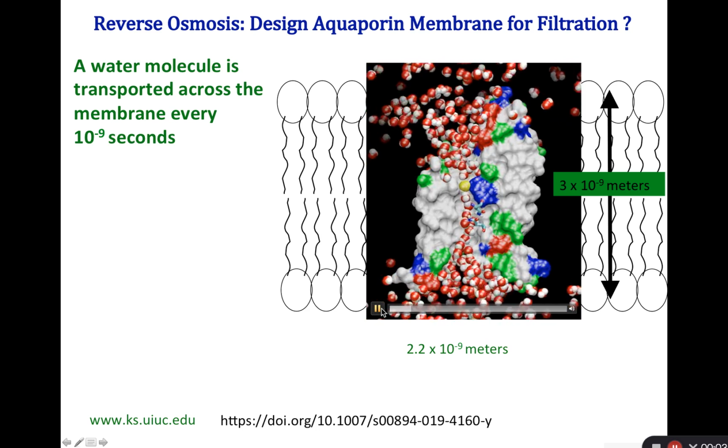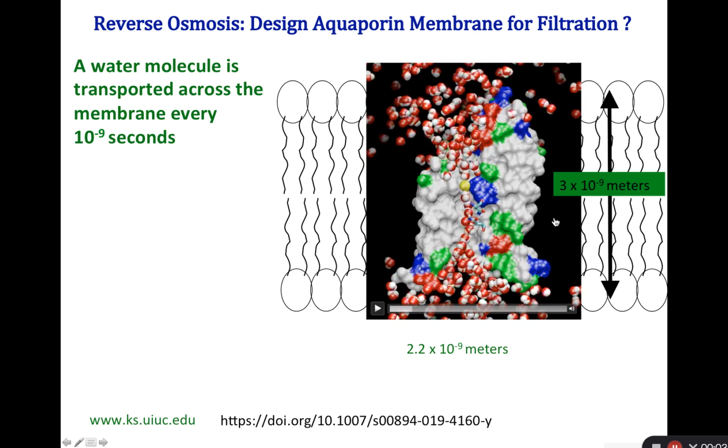This movie here shows you an aquaporin monomer. It actually exists as a tetramer in the membrane. But this shows you an aquaporin monomer sitting in a lipid membrane which is about 5 nanometers thick, not 3, but 5 nanometers. You see water on both sides of the membrane. The membrane is not shown for clarity.